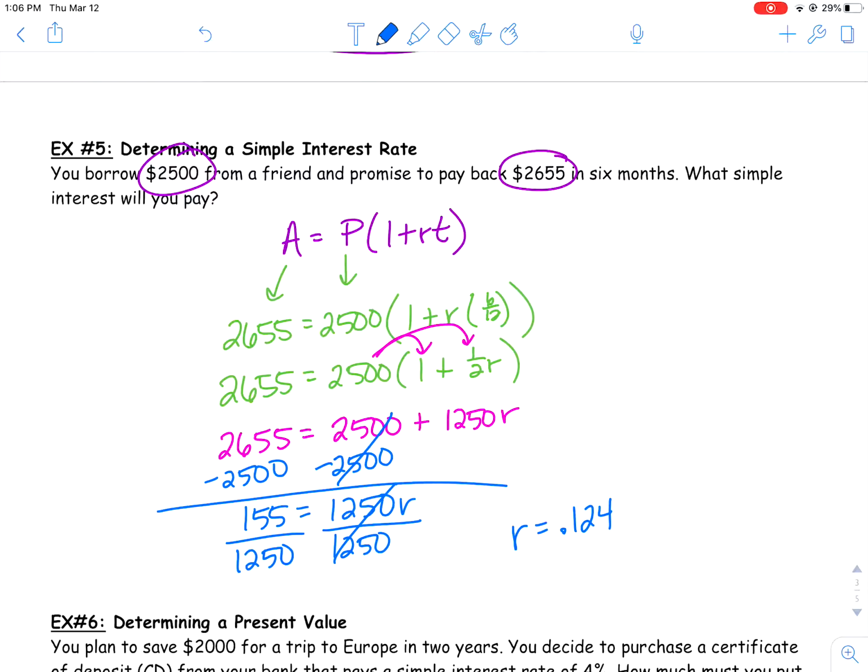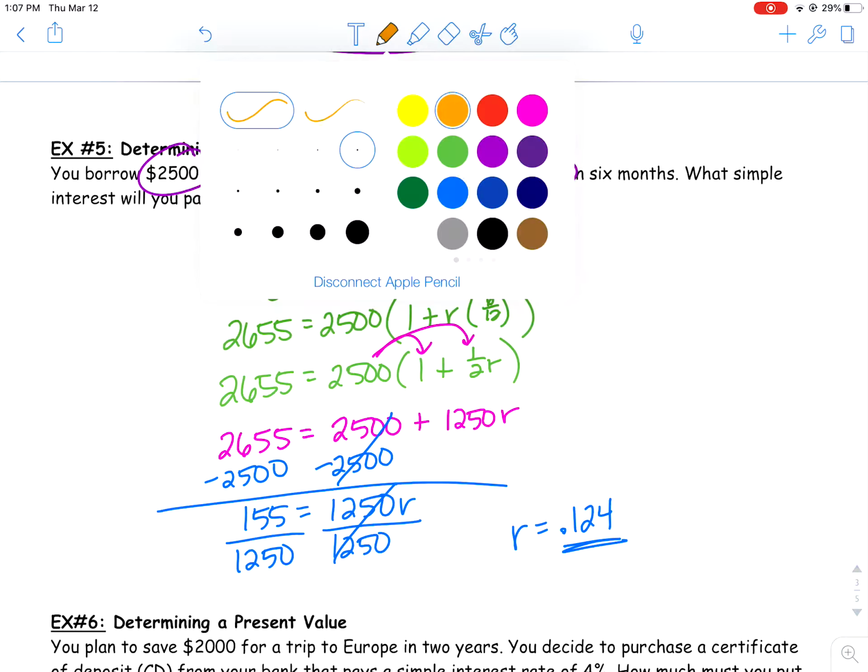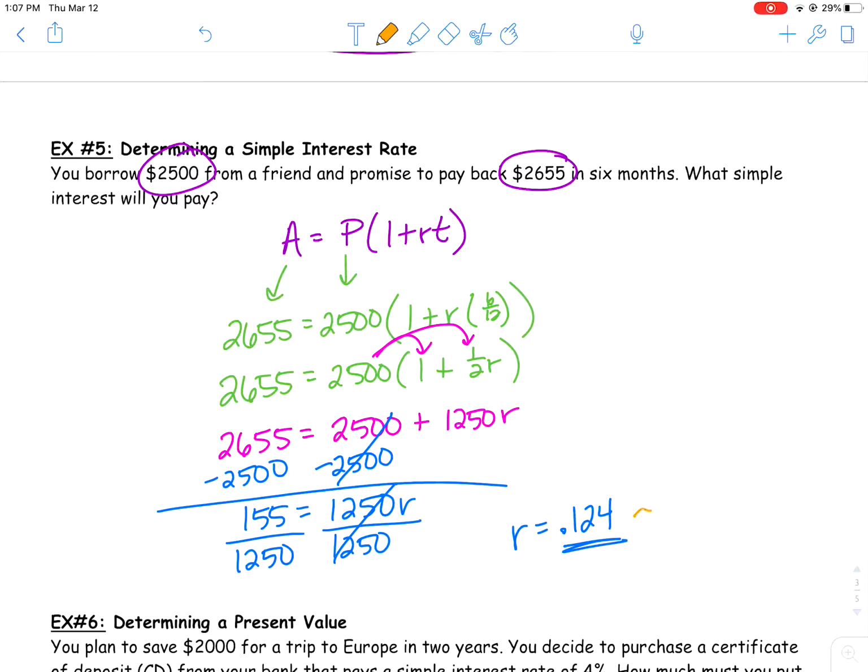Did you get that same number? Now remember that this represented an interest rate, and normally interest rates are given as percents, but this answer is actually in a decimal form. So what we still have to do is take this decimal form and convert it into a percent. Remembering how to do that, where we move that decimal place over twice, the interest rate that my friend's actually charging me is 12.4%. That's kind of high. But I guess if you need the money, you might be willing to spend an extra 12.4%.